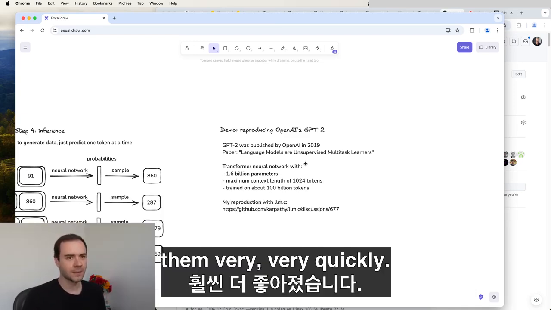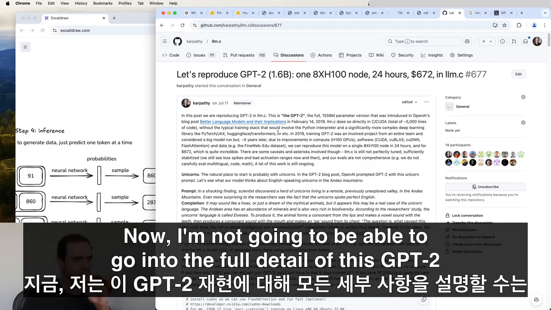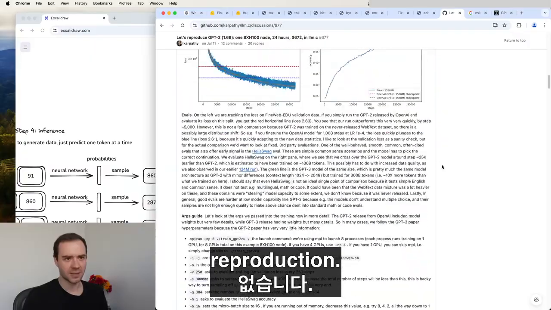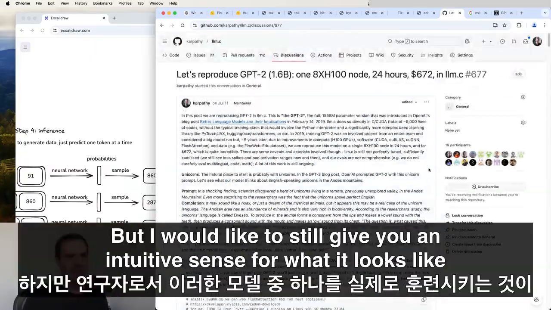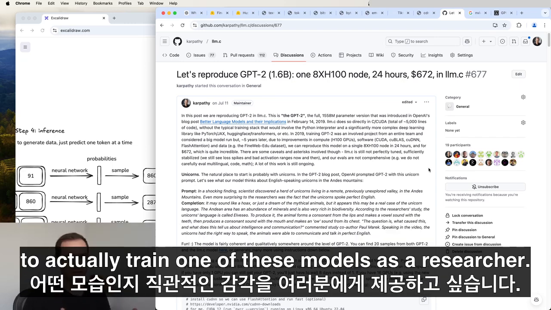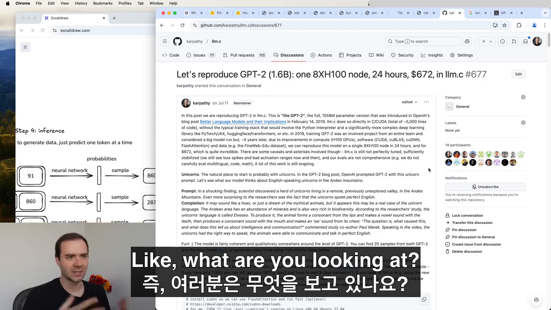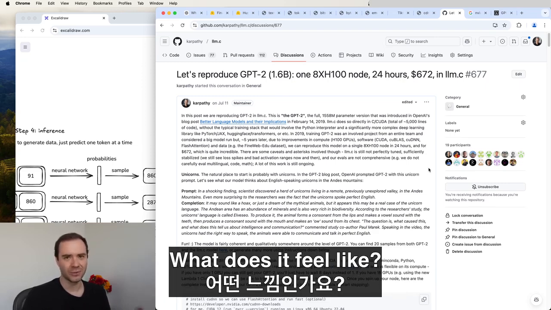Now, I'm not going to be able to go into the full detail of this GPT-2 reproduction, and this is a long technical post, but I would like to still give you an intuitive sense for what it looks like to actually train one of these models as a researcher. Like, what are you looking at and what does it look like? What does it feel like? So let me give you a sense of that a little bit.